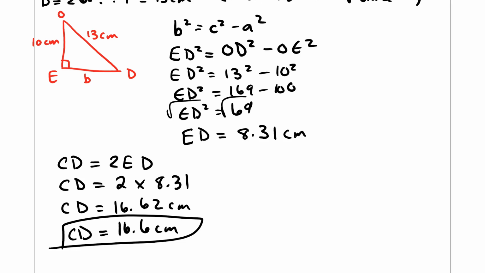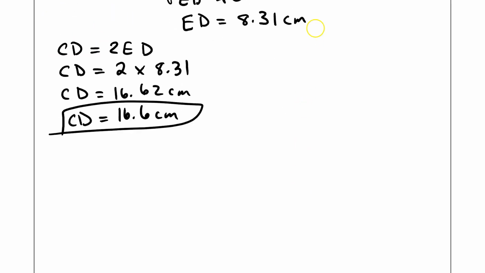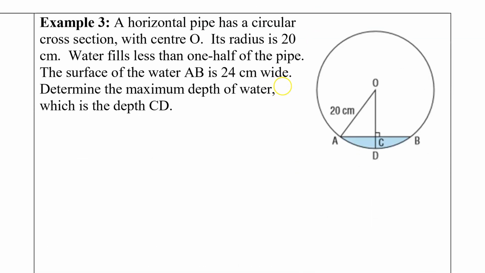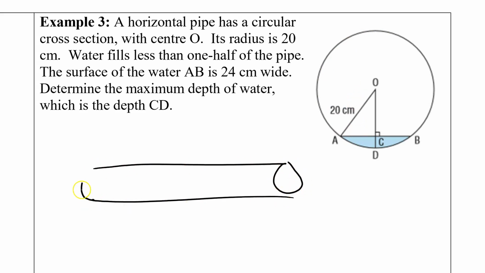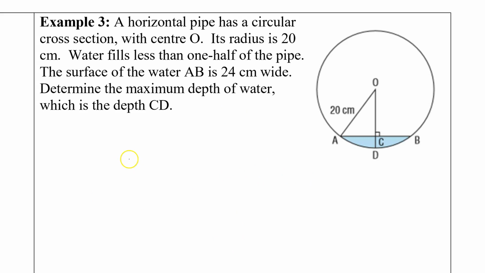All right, last but not least, the word problem. A horizontal pipe has a circular cross-section with center O. So that's what this represents here. So it means that we have a pipe here. You don't have to draw this. We have a pipe here, and what we've done is we've cut it right here. That's what a cross-section is. So this is what we're looking at right here.